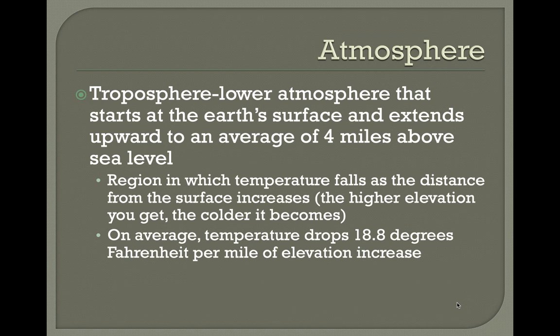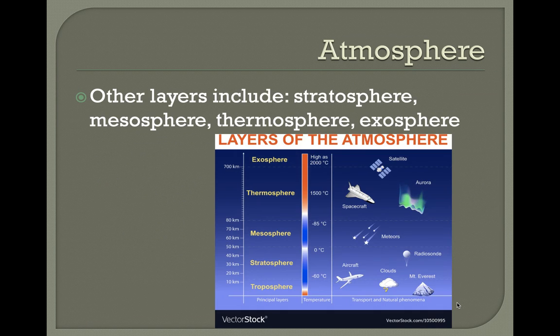And so, if you're looking at going from Wilmington out on the coast all the way to the top of Mount Mitchell, you're going to look at a pretty significant temperature drop, and all that's going to be in the troposphere. There's other layers of the atmosphere as well, including the stratosphere, the mesosphere, the thermosphere, and the exosphere.